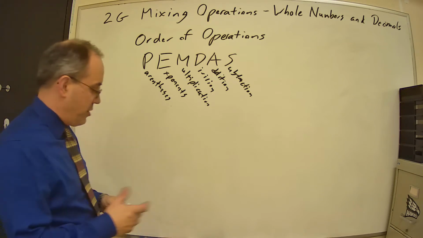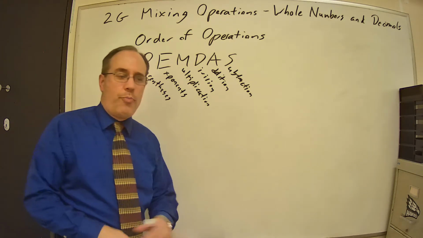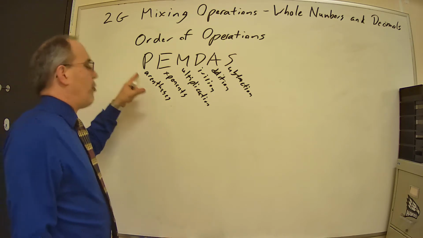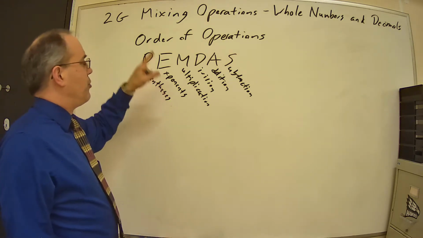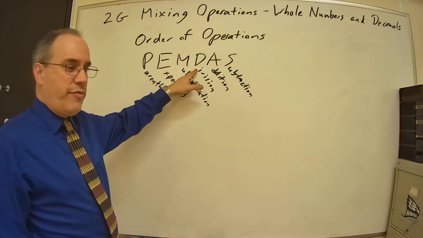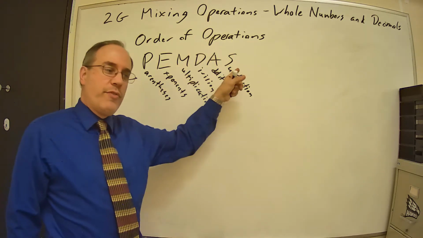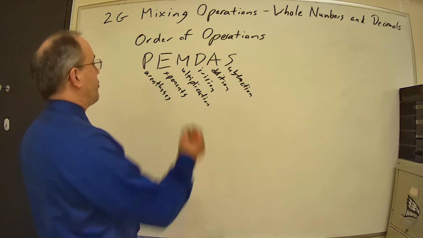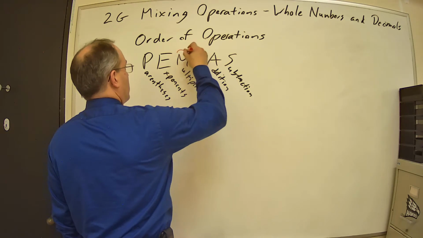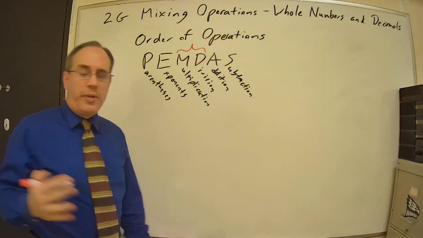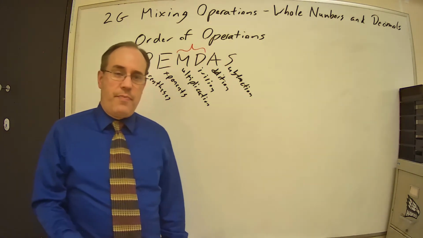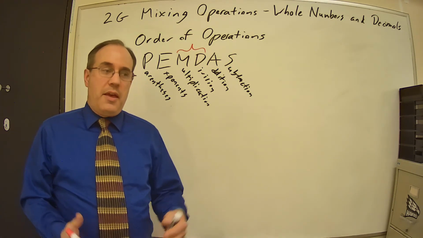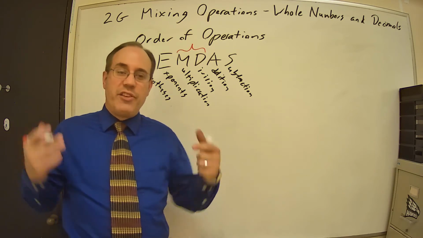Now, one concern that I have with this is that it tends to throw people off because they get in the habit of, we've got to do parentheses first, then exponents, then multiplication, then division, then addition, then subtraction. And that's not entirely correct. Multiplication and division are essentially the same operation. And they happen at the same time. They have the same priority.